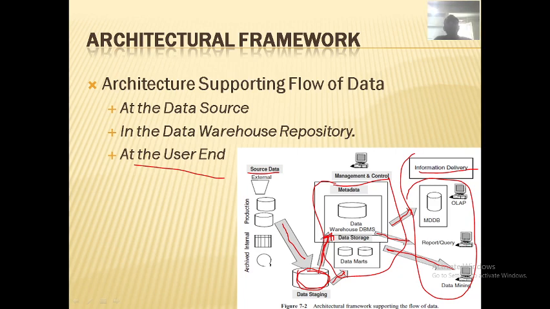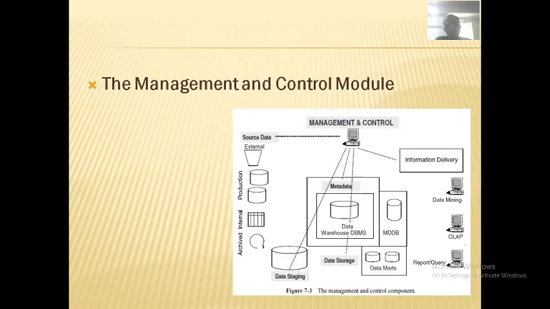This is how the architectural framework supports the flow of data. This architectural framework for the data warehouse supports the flow of data at various levels: one at the data source level, in the data warehouse repository level, and at the end user level. Is it understood? Yes, sir. Okay, fine.